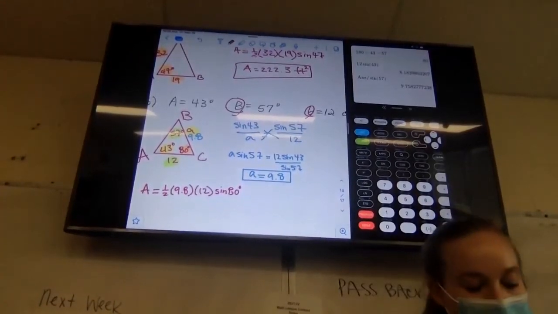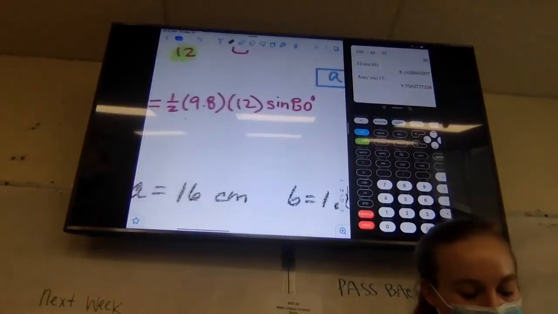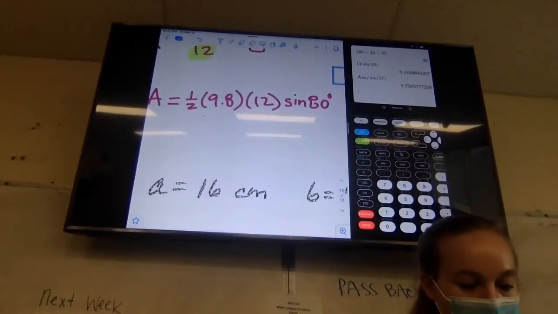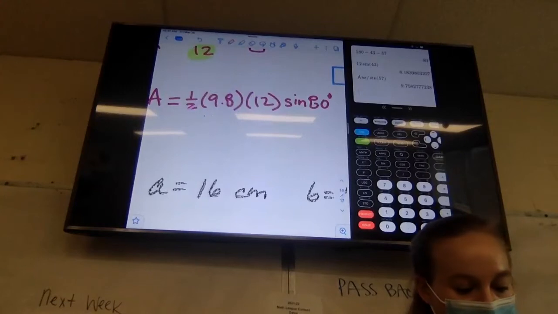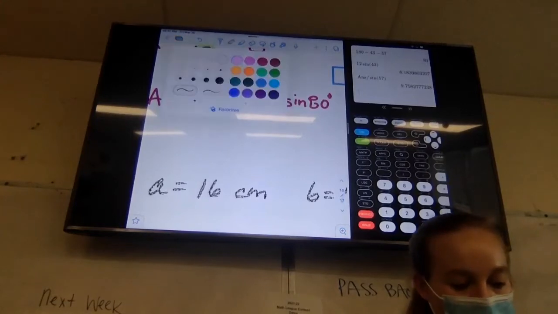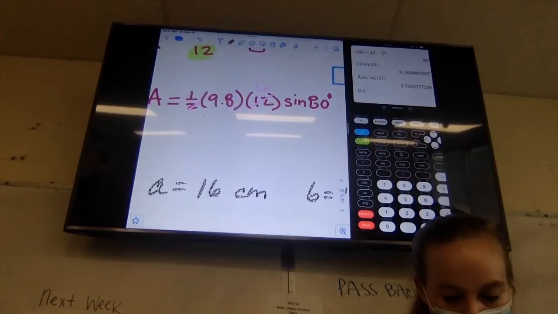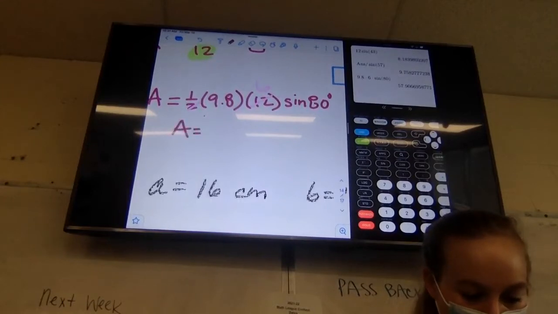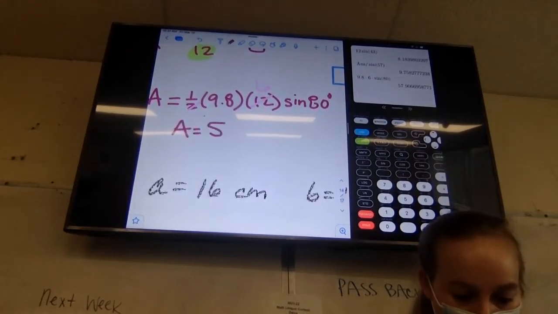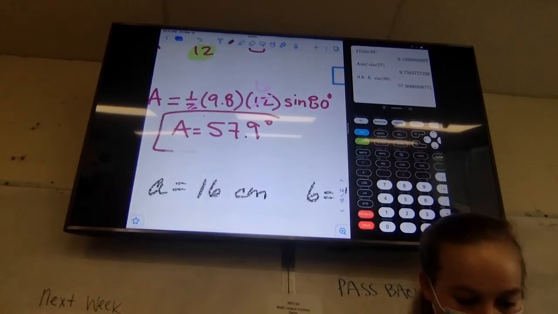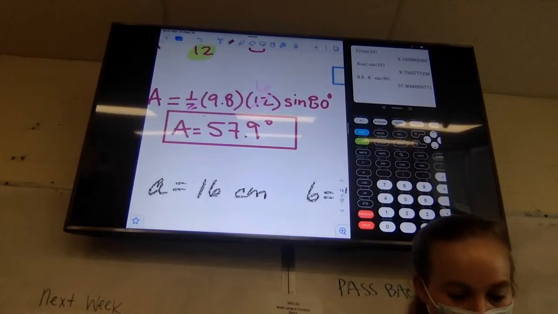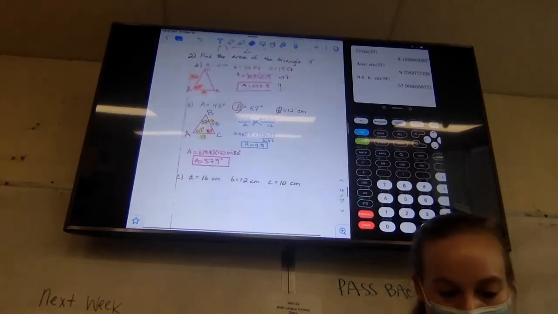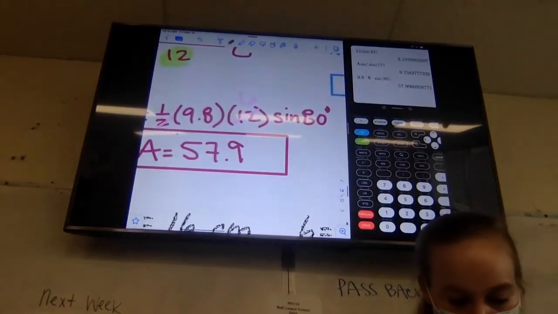Easy mistake to make. So I like that we're just kind of cleaning it up, making sure it goes right. All right, so I'm going to cancel out that 2 and that 12, but it doesn't matter. You can throw it all in your calculator. And I get 57.9. Oh, that's not degrees, that's area. And area is in terms of centimeters squared.